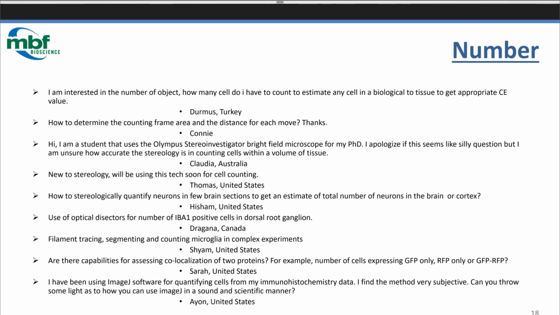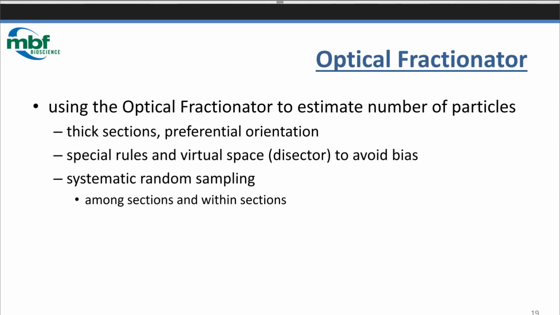Sarah's asking, are there capabilities for assessing co-localization? We just saw that in the confocal image stack. And Sarah's interested in number of cells. So let's take a look at how to use the optical fractionator to estimate the number of cells. This can be done in thick sections. By thick sections, I mean something like 30 microns after histological shrinkage. You can orient the sections any way you want. You don't have to do that kind of strange manipulation that you'd have to do with thin sections for length or surface.